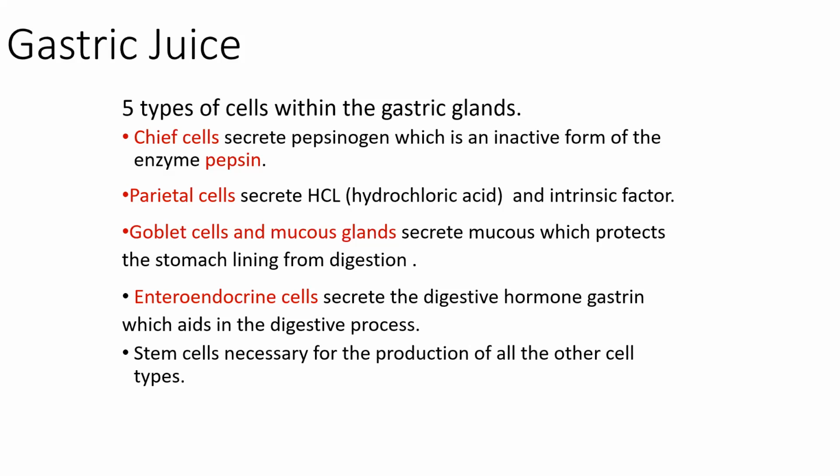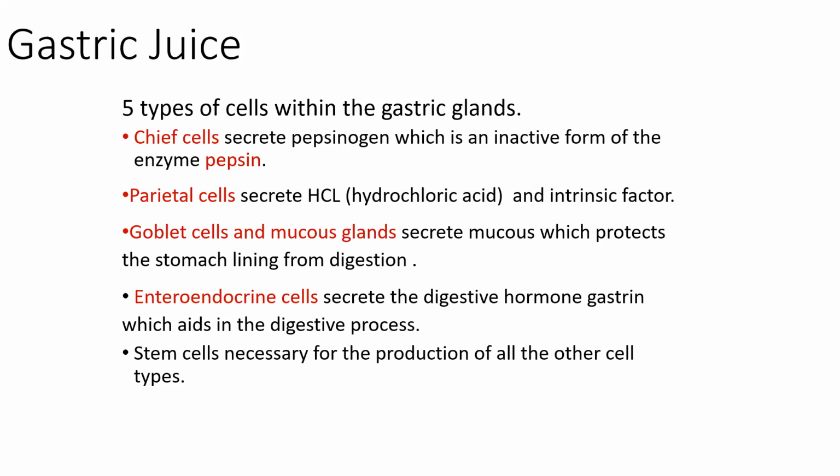So chief cells make pepsinogen, which becomes activated to pepsin when exposed to hydrochloric acid. Parietal cells make hydrochloric acid. They also make intrinsic factor. Goblet cells and mucus glands make mucus. Enteroendocrine cells make gastrin, and stem cells make the other ones.